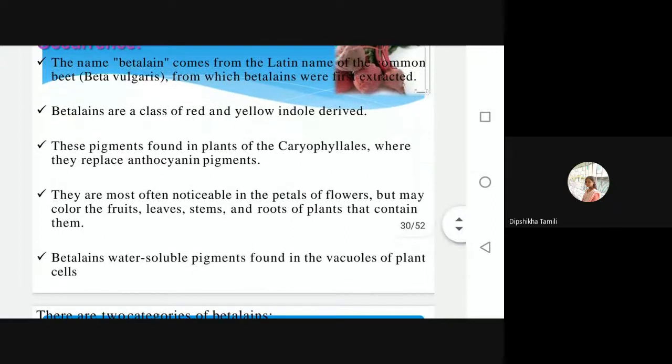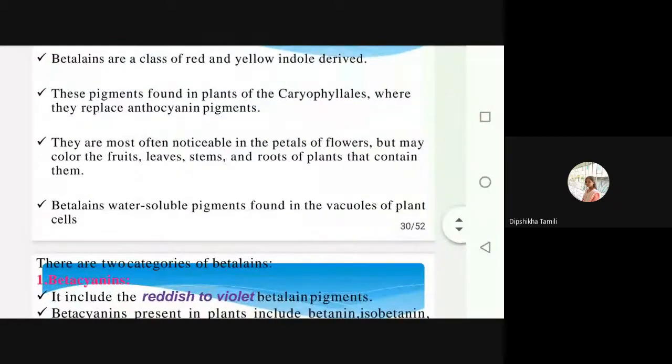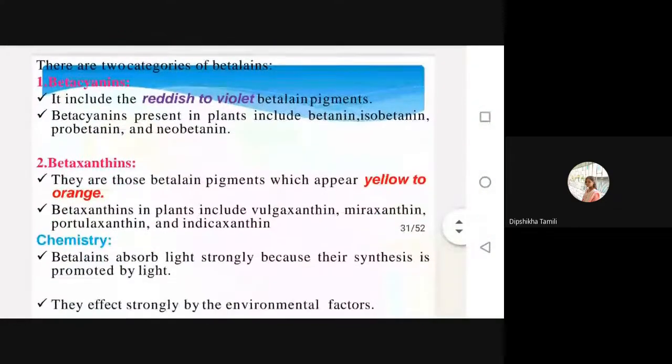So betalains are red and yellow indole-derived compounds. These compounds are mainly found in beetroots, and sometimes also in flowers, even fruits. You can derive this water-soluble pigment from the plant cells also. So you have to extract it before you use them in foods.